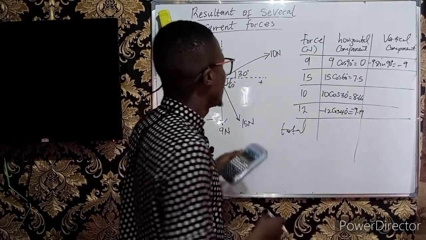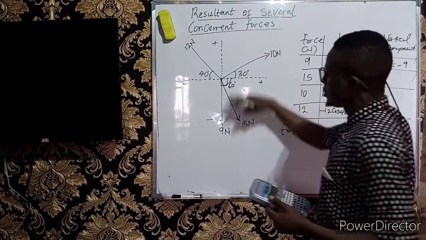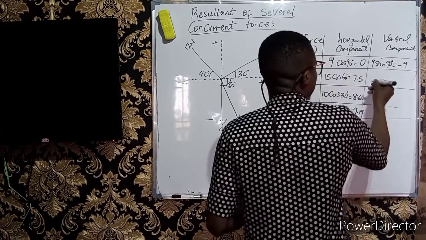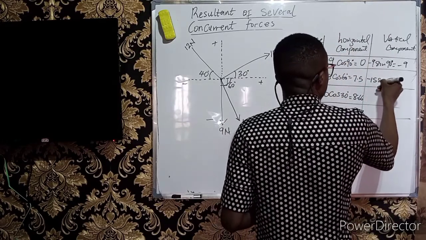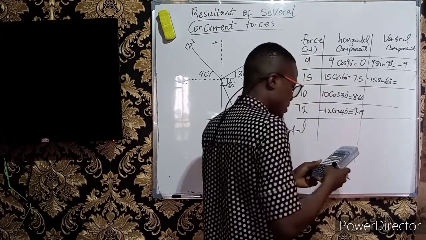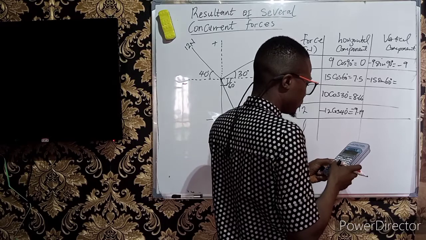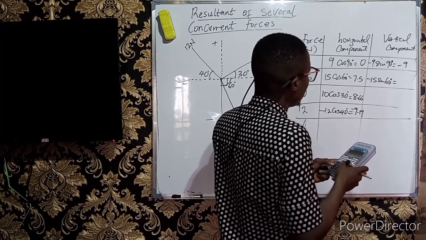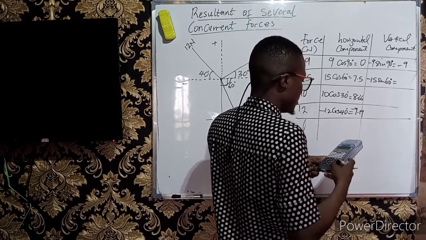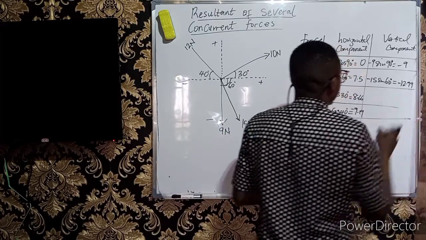So have the next force is 15 Newton. So have 15 Newton is still at the down. So down is negative. So I have minus 15 sine 60. Sine 60 is 0.866. So 0.866 times negative 15, which I have minus 12.99.